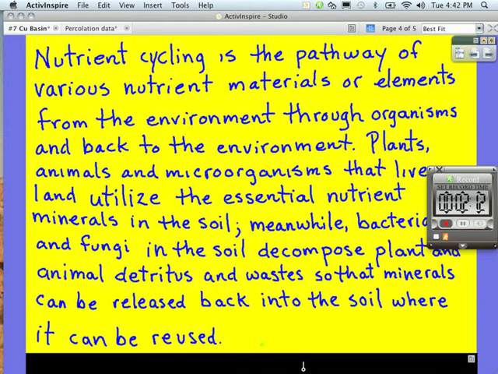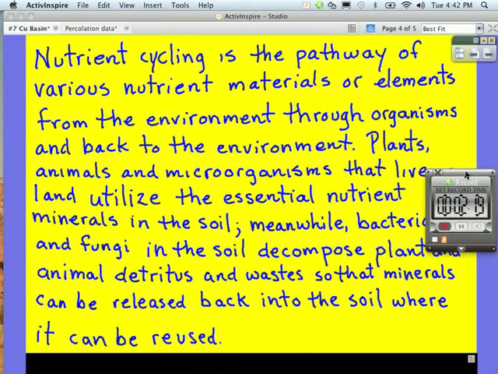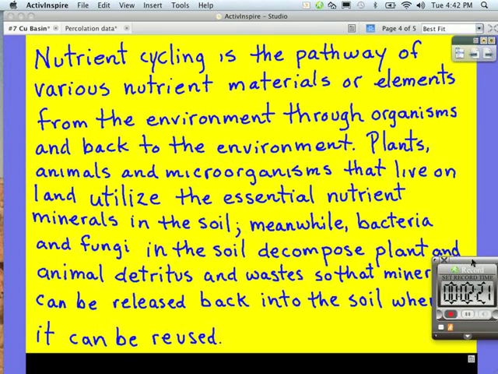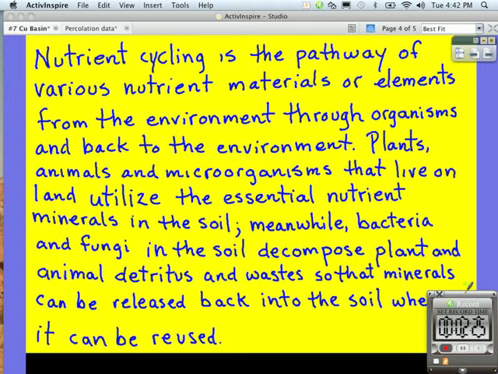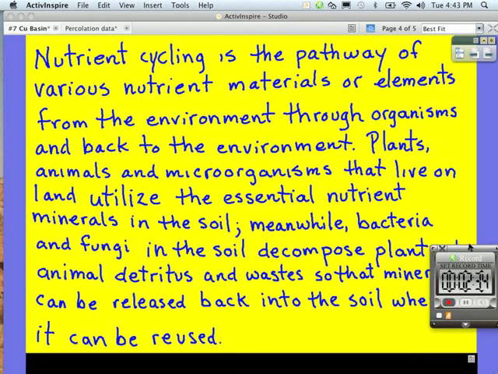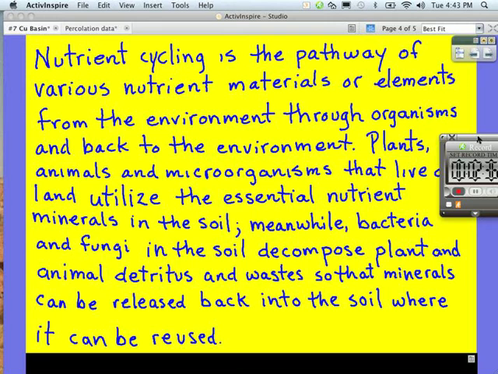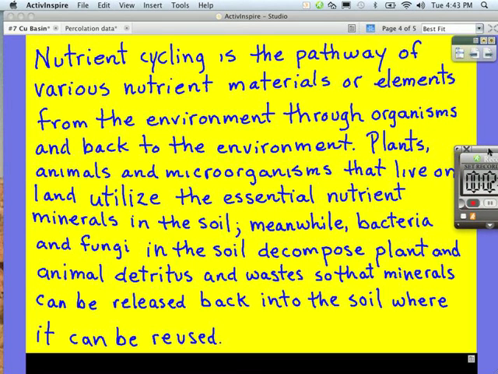Nutrient cycling is the pathway of various nutrient materials or elements from the environment through organisms and back to the environment. Plants, animals, and microorganisms that live on the land utilize the essential nutrient minerals in the soil. Meanwhile, bacteria and fungi in the soil decompose plant and animal detritus and wastes so that minerals can be released back into the soil where they can be reused. This is a suitable response for your homework.